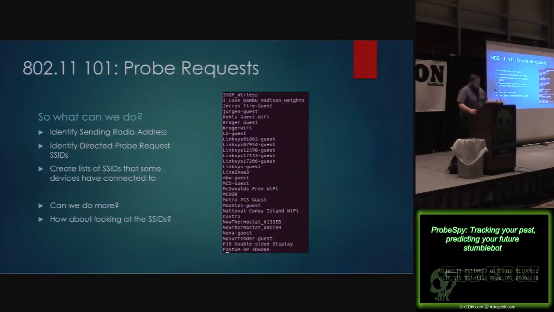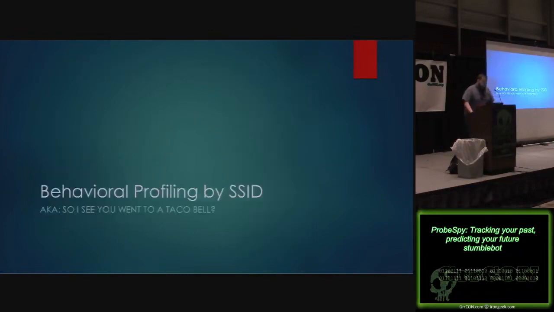You can identify a few networks here that seem to pretty obviously give away information about where this person might have been. There's an IHOP wireless, Kohl's, Kroger, McDonald's, National Coney Island, etc., that indicate the patronage of certain businesses. Additionally, I'm from the Metro Detroit area, so the second network there is I Love Bamboo, Madison Heights. I recognize that as being somewhere that's kind of near me. With some Google Foo, you might be able to determine a little bit more about that location, which would give you a little bit more information about where the person has been.